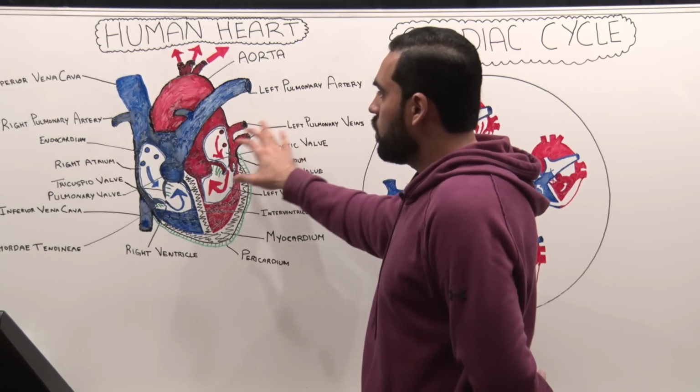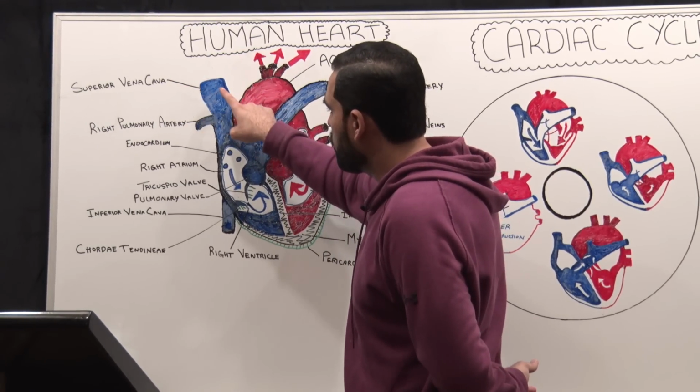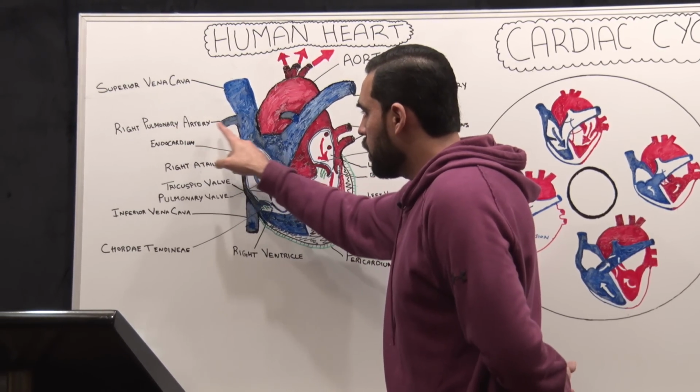Now, let's go through the basic labeling of the diagram that is present over here. So this is the superior vena cava. We have the right pulmonary artery.